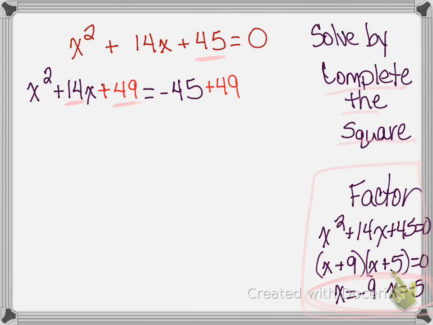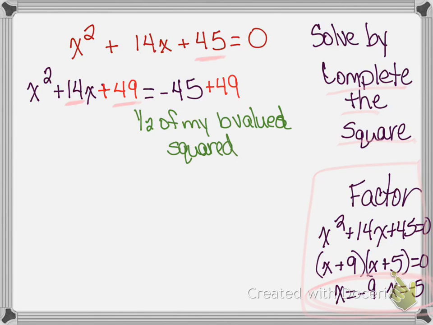So this 49 right here is 1/2 of my b value squared. That's where that 49 comes from. Then, whatever that value is, in this case it's 49, I add that to both sides. So I've added 49 to both sides.